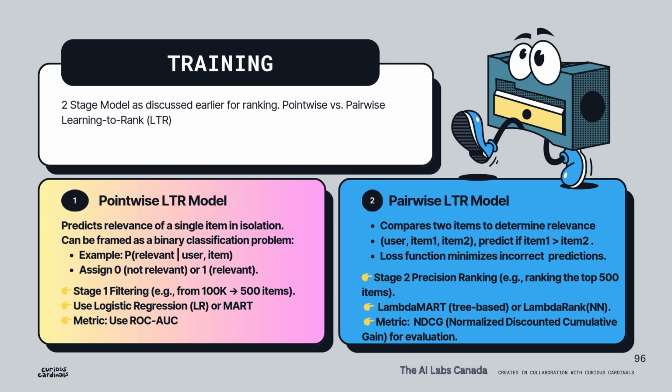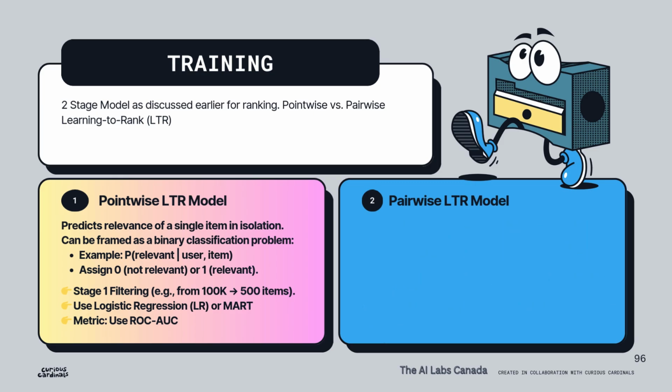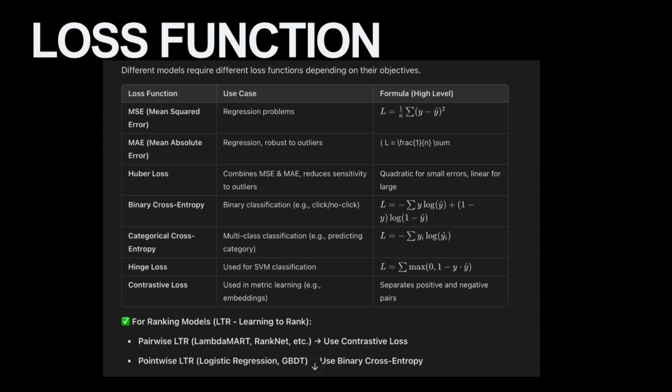You can read about these models in the link in the description. These are some of the loss functions you can use for different models. In our case, since we use pointwise LTR, which is a binary classification model, we'll use binary cross entropy as our loss function. And for pairwise LTR, which is a LambdaMART function, we'll use contrastive loss. Contrastive loss generally is used in embeddings.